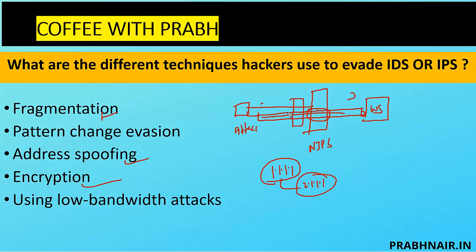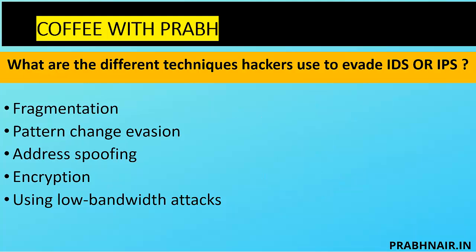And last is called a low bandwidth attack. In a low bandwidth attack, the attacker uses a technique that uses low bandwidth or a small amount of packets in order to evade the system. It is also called stealth mode. So these are the different kinds of techniques we use to bypass the IDS.